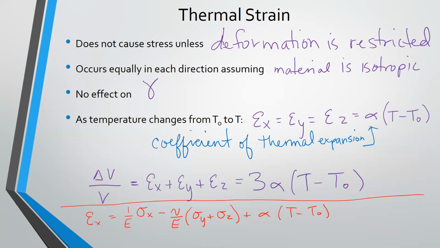And then you can rearrange these formulas to get stresses. So for example, if we're dealing with plane stress, we would get sigma x equals E over 1 minus Poisson ratio squared times the quantity strain x plus Poisson ratio times strain y, minus E over 1 minus Poisson ratio times alpha times T minus T naught.